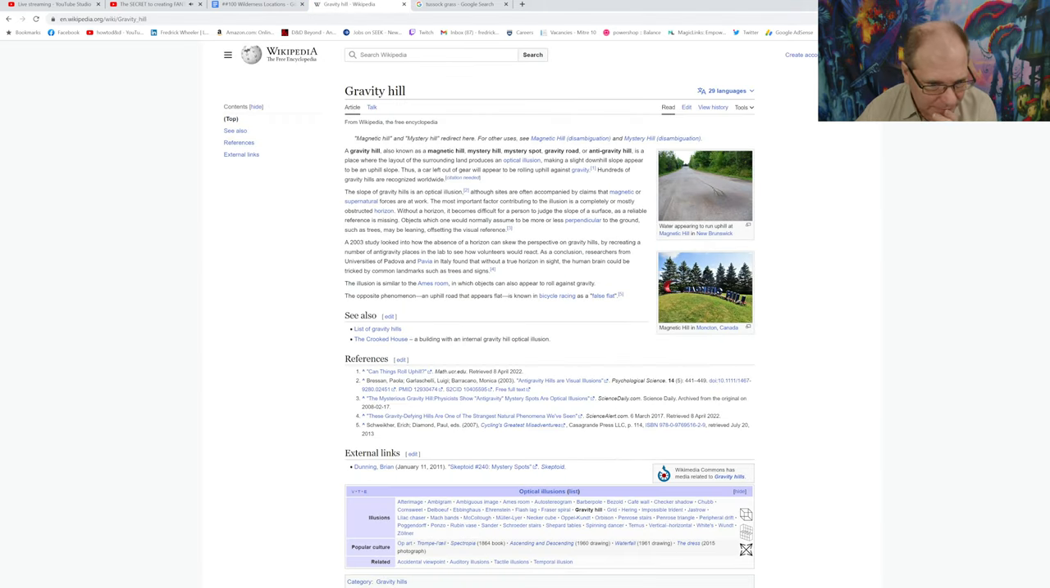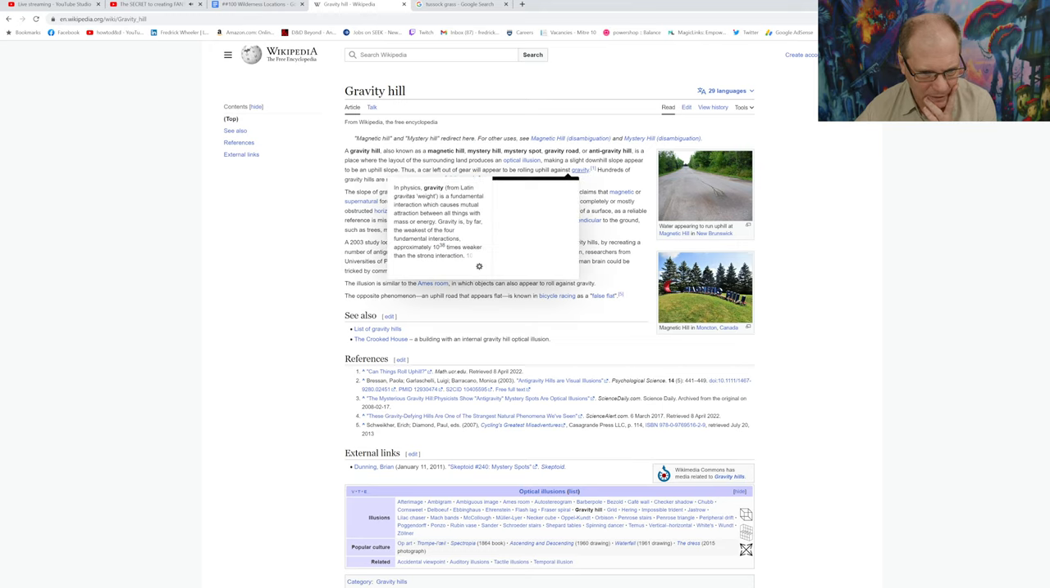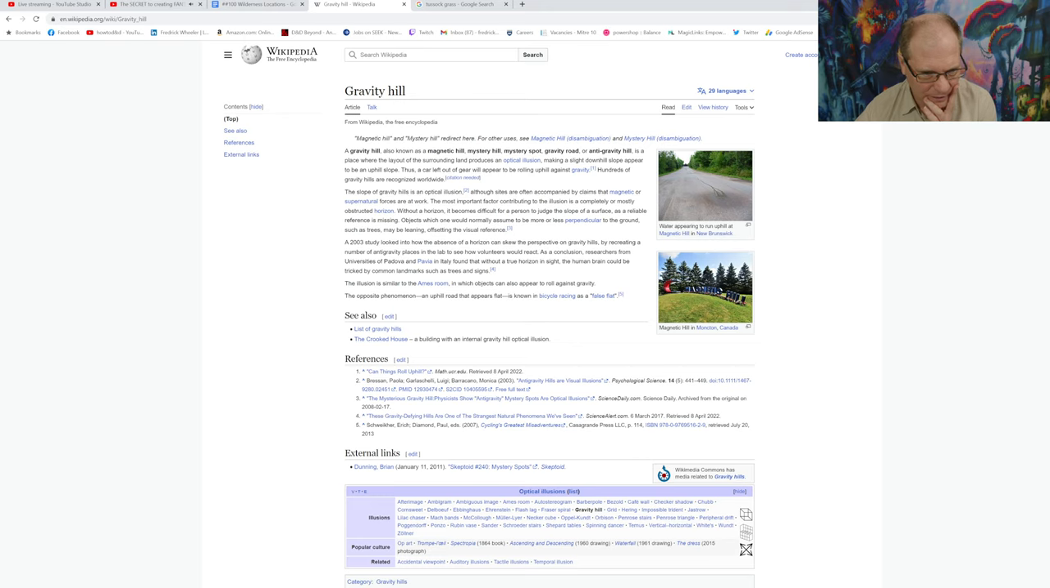Okay, so a gravity hill is a place where the layout of the surrounding land produces an optical illusion, making a slightly downhill slope appear to be an uphill slope. Okay. Alright. That is odd. Thus, a car left out of gear will appear to be rolling uphill against gravity. Oh, okay. So it is an optical illusion, the gravity hill.